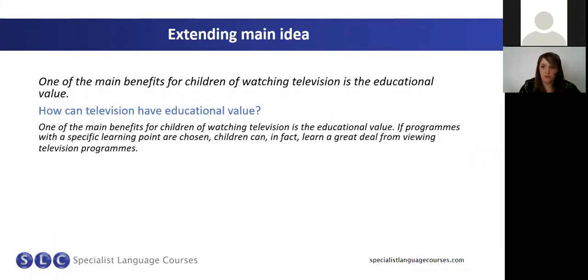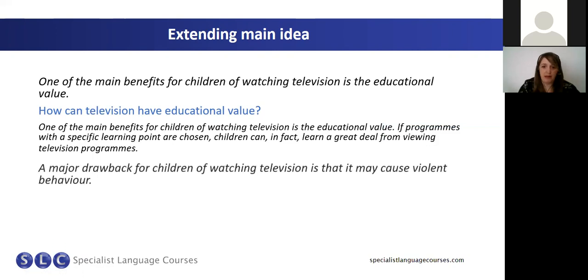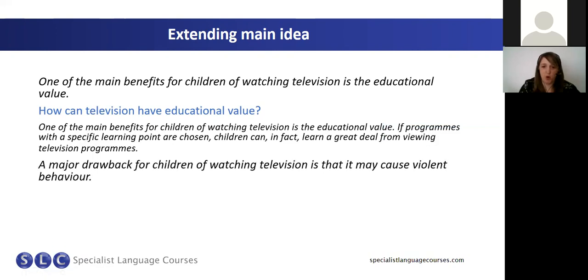So the example that we've chosen today: one of the main benefits for children of watching television is the educational value. If programs with a specific learning point are chosen, children can in fact learn a great deal from viewing television programs. So we've given more information about the topic as to why we think television has an educational value. Okay. Now, going back to our disadvantages idea, watching television may cause violent behavior in children. Now, again, we have this question to ask ourselves. How can television cause children to become violent?